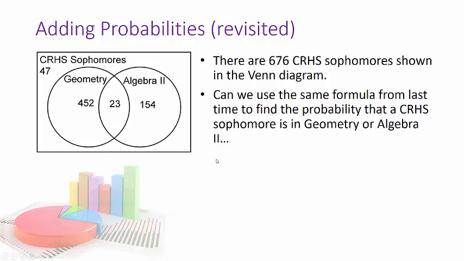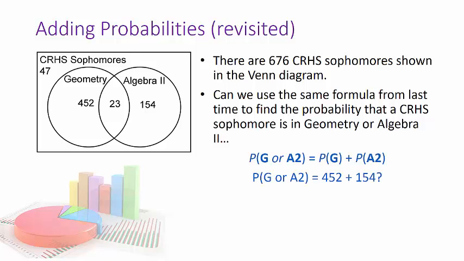Can we use the same formula from last time to find the probability that a Cedar Ridge sophomore is in geometry or algebra 2? So the formula was we just add them, right? And we kind of visited this in our classwork. We said, well, wait a second. Do I add the 452? Because there are actually 475 kids in geometry. That's how you read this.